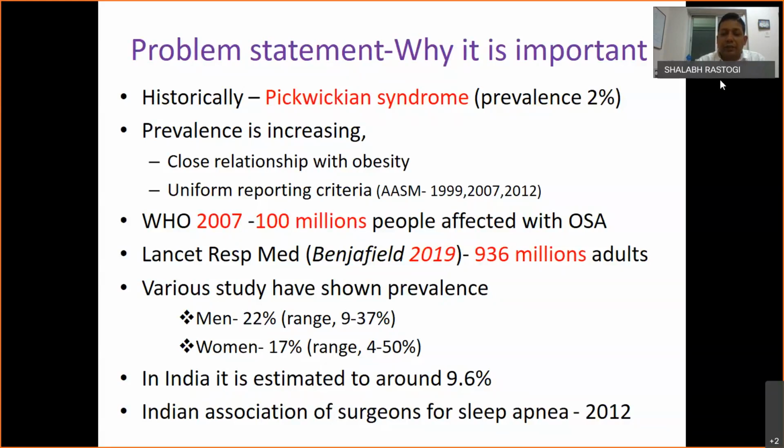In India, efforts for sleep medicine started in 2012 in an organized manner, when an association was formed named ISA, the Indian Association of Sleep Surgeons for Sleep Apnea, and maybe in a few years they will come out with a dedicated fellowship for sleep apnea surgeries.